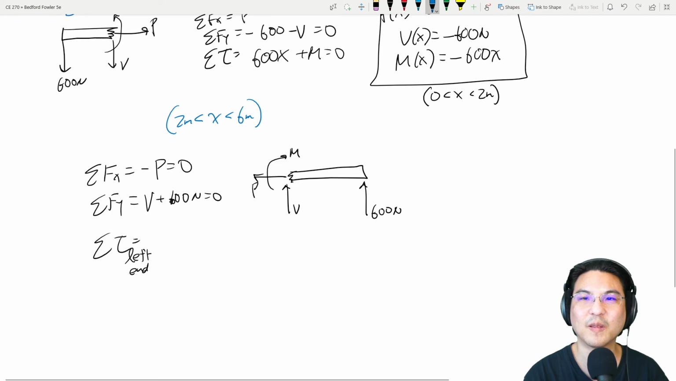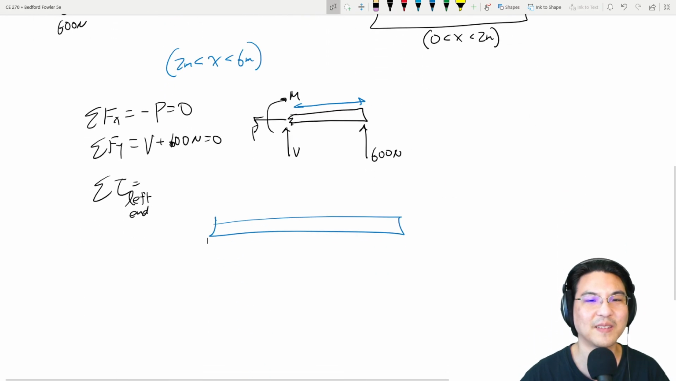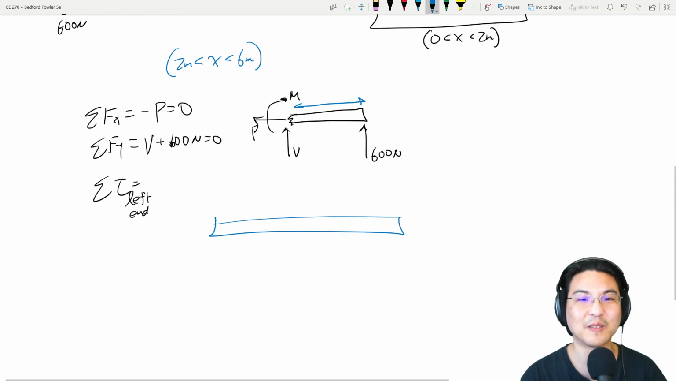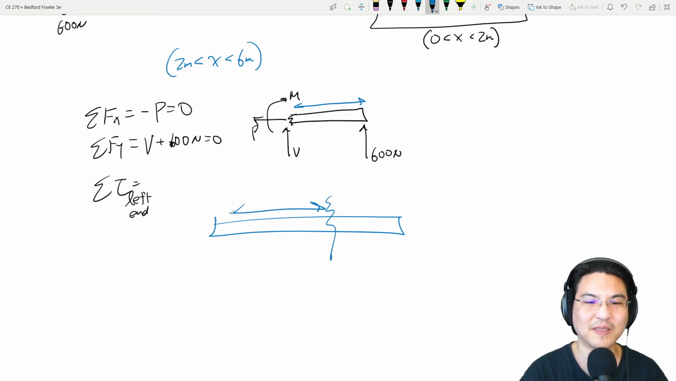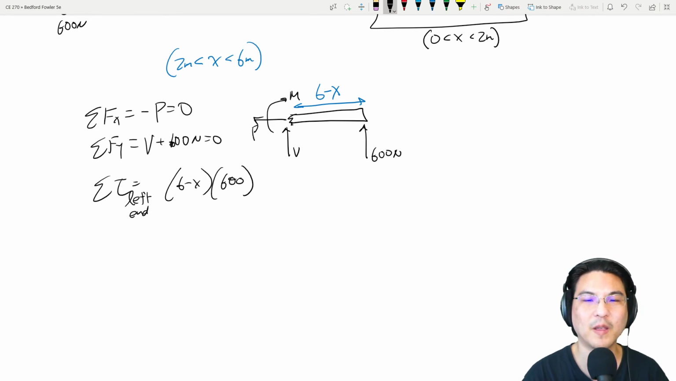Okay, so then I didn't label, but what is this dimension? The entire beam was 6, right? And then I cut it somewhere between 2 and 6, where this is x, this whole thing was 6, so this is the leftovers, 6 minus x, right? Okay, so the torque about this end would be positive 6 minus x times 600. And then there's this couple in the negative z direction. And there we go.